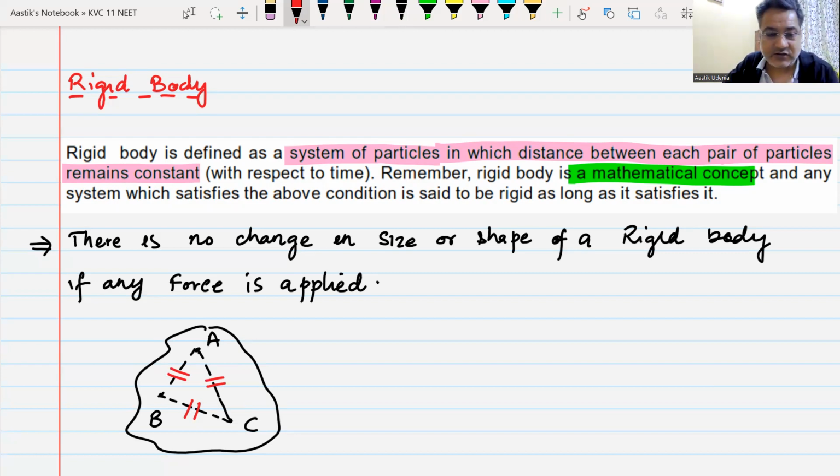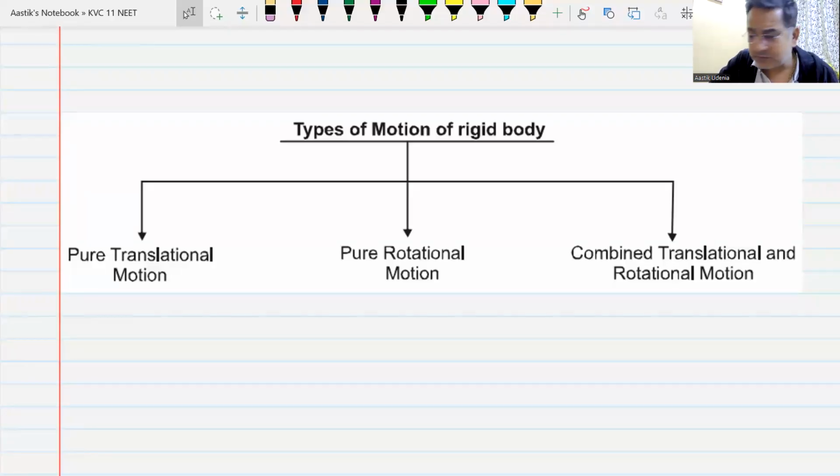Do we understand this concept of rigid body? Yes or no? I'll give you 2 minutes to note this down. Let me know once you are done. Well, then we move on.